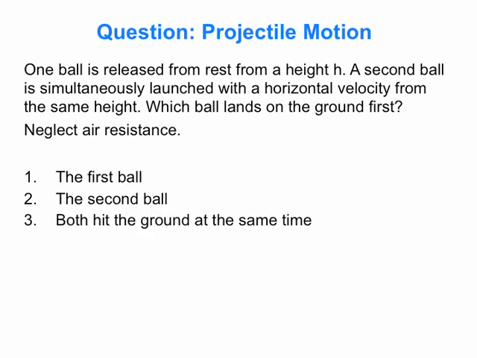So, which ball lands on the ground first? Well, there are some possible answers. The first ball, the one that simply goes straight down. The second ball, the one that follows this interesting curved trajectory. Or a third answer is both hit the ground at the same time. So, take a few seconds and consider the different answers and see which one appeals to you best.